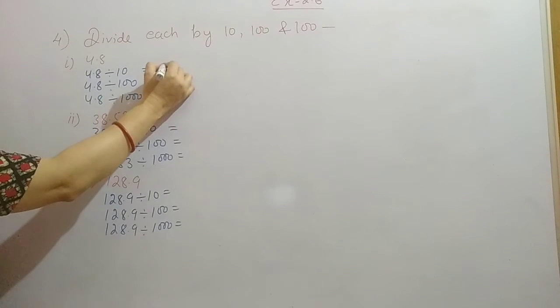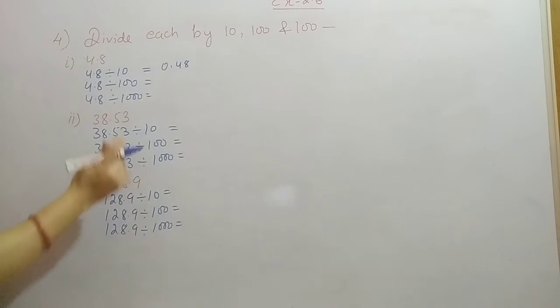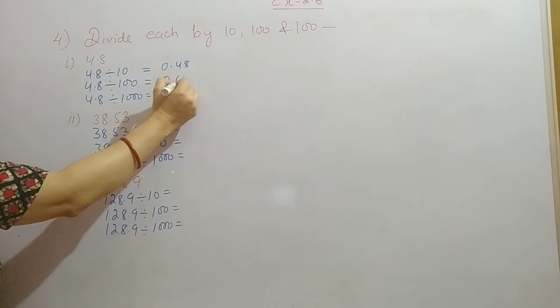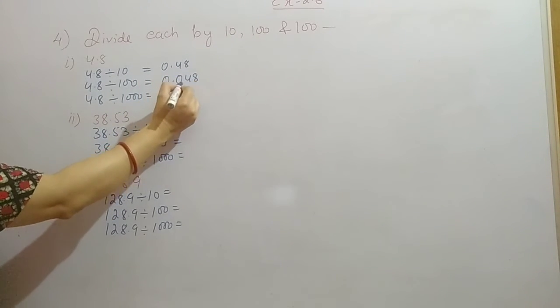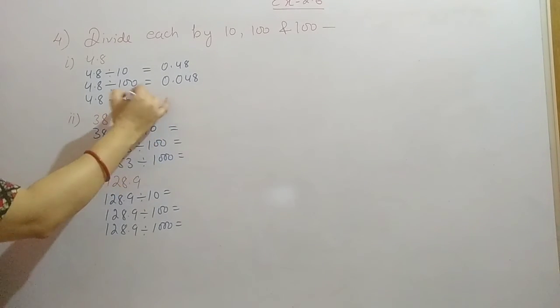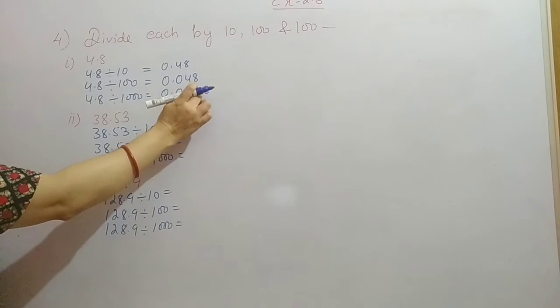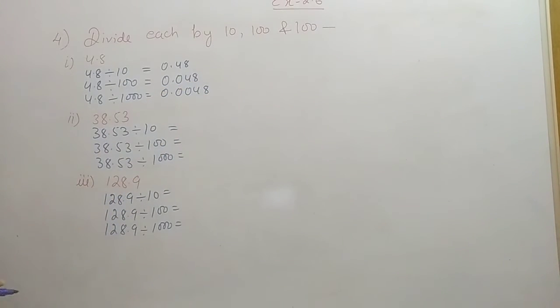So here it will become 0.48. 1 place it will shift. By 100 it will shift 2 places. So 0.048. That place we have to fill with 0. Third, 0.0048. From here to here 3 places it has shifted.